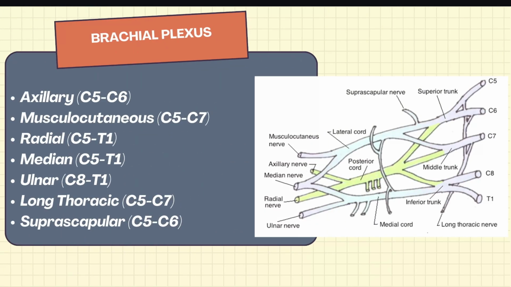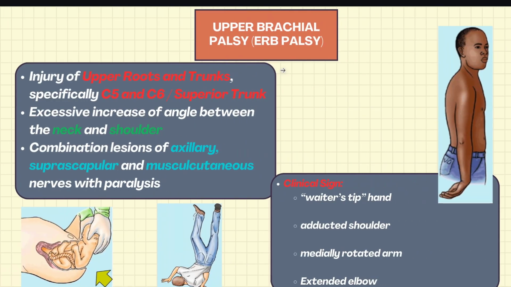Okay, starting off, let's talk about the brachial plexus, because these are really important to know. Have these all memorized. I don't have to go read all of them, just have these memorized before we go into the injuries. So starting off with the upper brachial palsy. The upper brachial palsy is an injury to the upper roots of your brachial plexus, specifically your C5 and C6, which form your superior trunk.